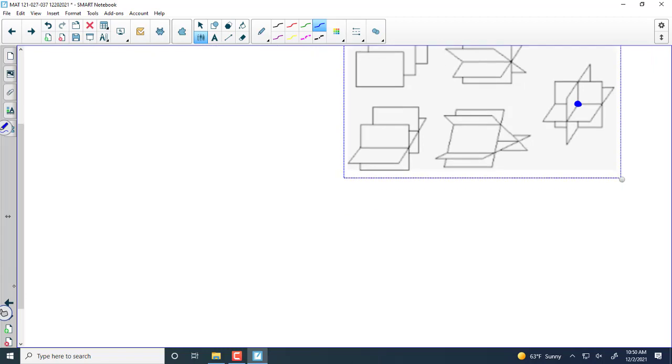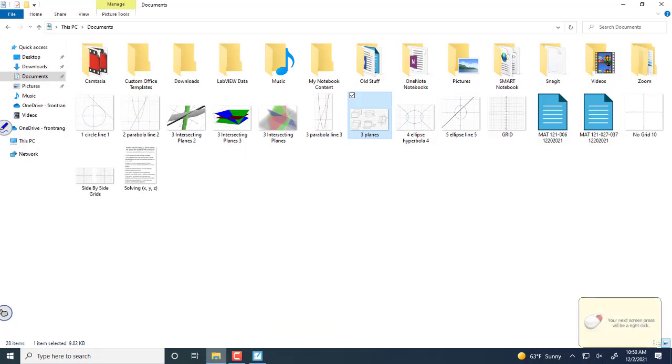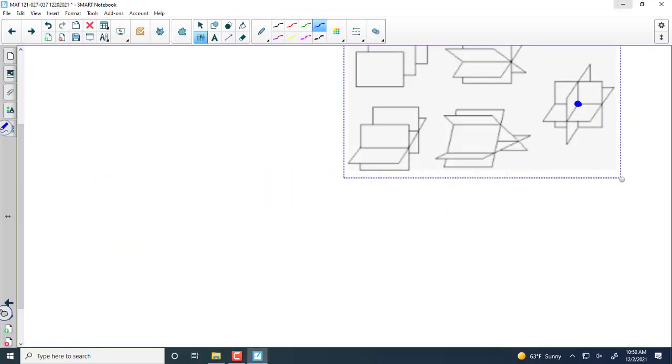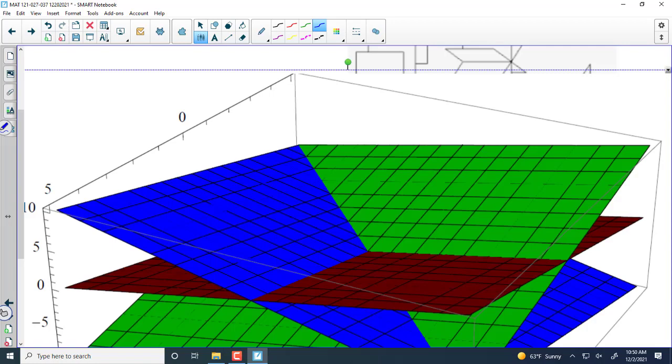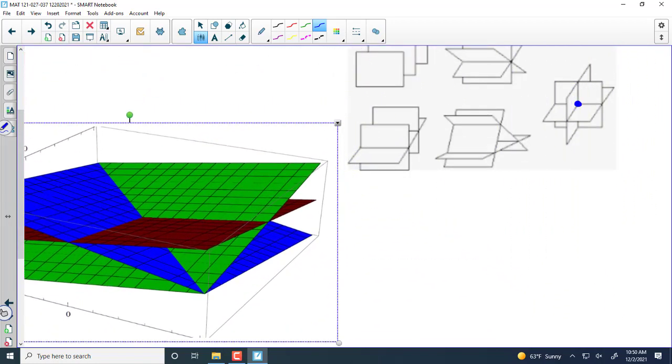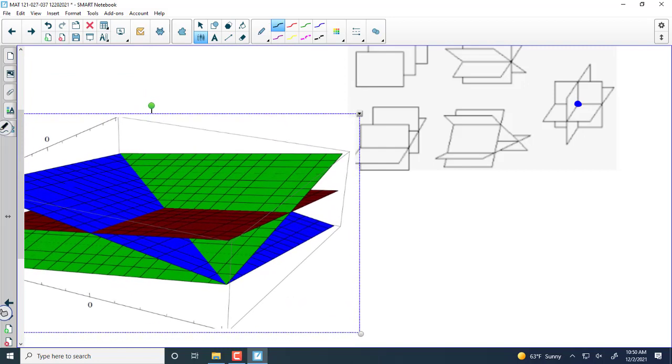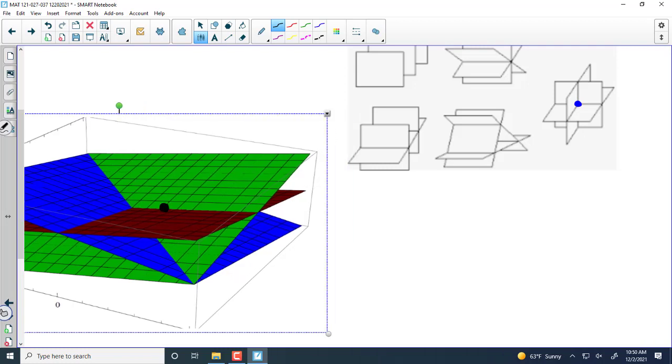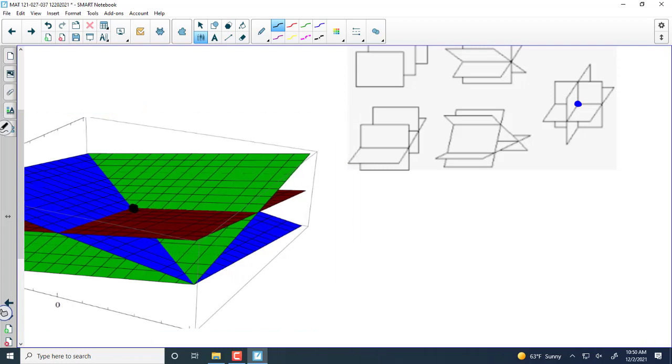Another picture I got from my friend Charles in the math department. He's really smart. He gave me this one. And there you can sort of see 3 planes intersecting at a single point also. So if you're trying to figure out what it is we're actually going to be doing during this part, this is what we're doing graphically, but we're not going to draw the graphs for this.